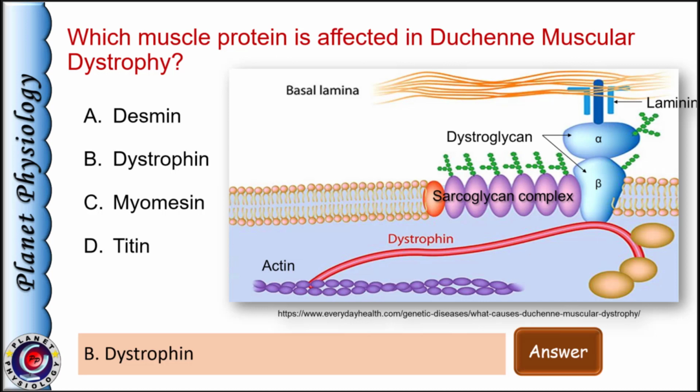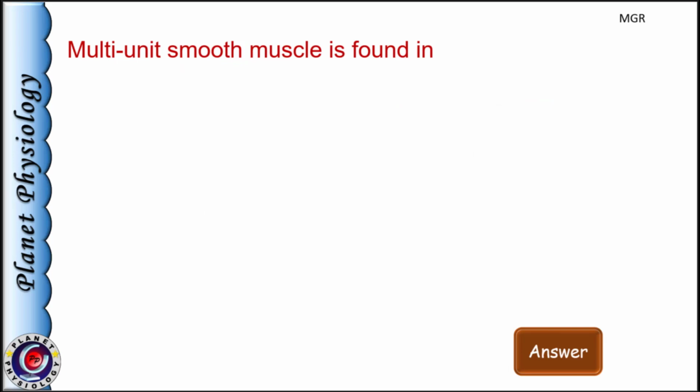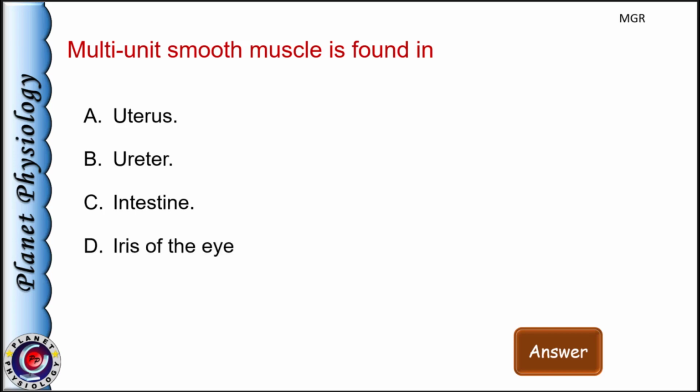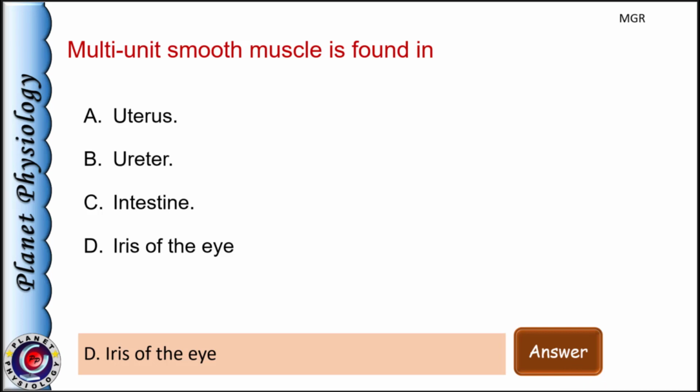Now coming to the smooth muscles. Multi-unit smooth muscle is found in, this is a question from MGR University, options are A. Uterus, B. Ureter, C. Intestine, and D. Iris of the eye. Yes, it's option D, iris of the eye. Another example of multi-unit smooth muscle is piloerector muscles.